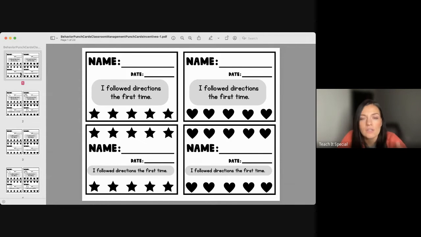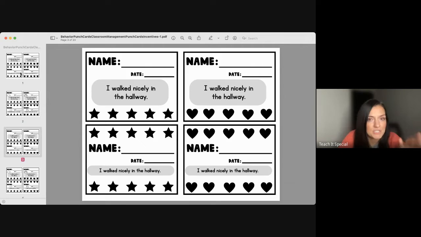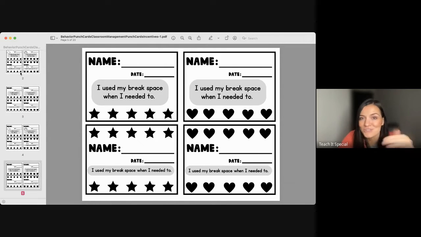Now, these are all used to help target an explicit behavior. Maybe it's following directions the first time. Maybe it's walking nicely in the hallway. Maybe it's using my break space when I need to. A lot of times, students look at having to take a break as a negative thing. So if a student's frustrated, you could say, whenever you're frustrated or upset or having a hard time thinking, if you go to your break space and take a 5-minute break and come back to class, you're going to get a punch. Just for knowing that you're frustrated and taking a break, you're going to get a punch. Giving students an incentive to take the break that's going to help regulate them better can be really beneficial in the long run.